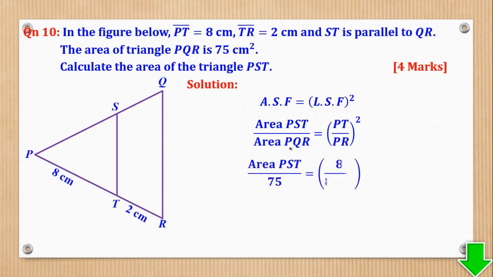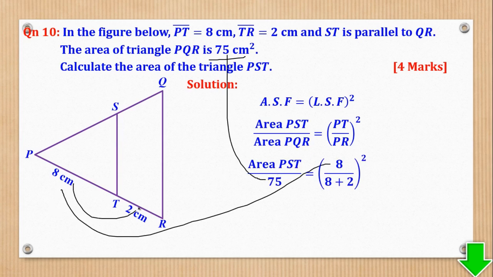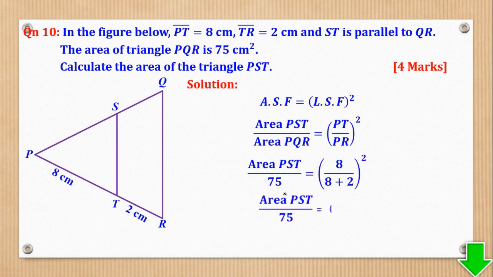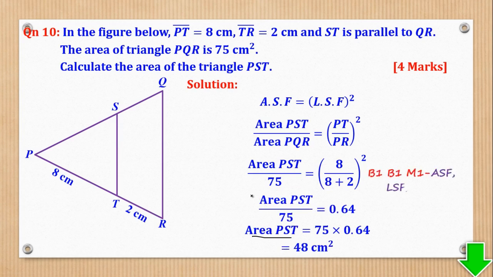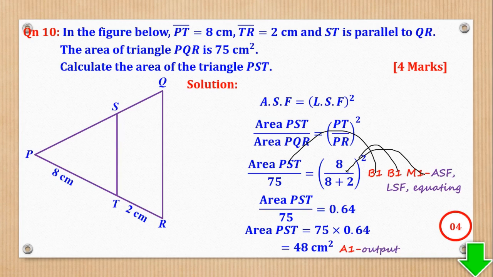Then we shall substitute. Area PQR was given, PT was given, and PR is this total, which is 2 plus 8. So the good thing is I have only one unknown. I can cross multiply to get the area PST, which they wanted. So B1 for area scale factor, linear scale factor, and this is equating the two with the power seen, and lastly the area of the triangle which is needed.